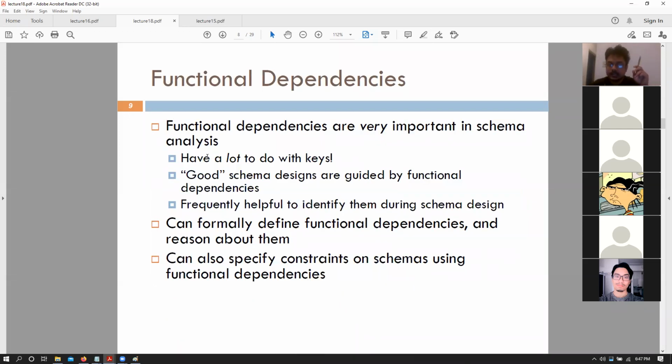So this is basically the idea behind having functional dependencies. And you can see that this idea has a lot to do with keys, right? A good schema is going to be designed by these functional dependencies, where duplicate or redundant updates are not required, right?